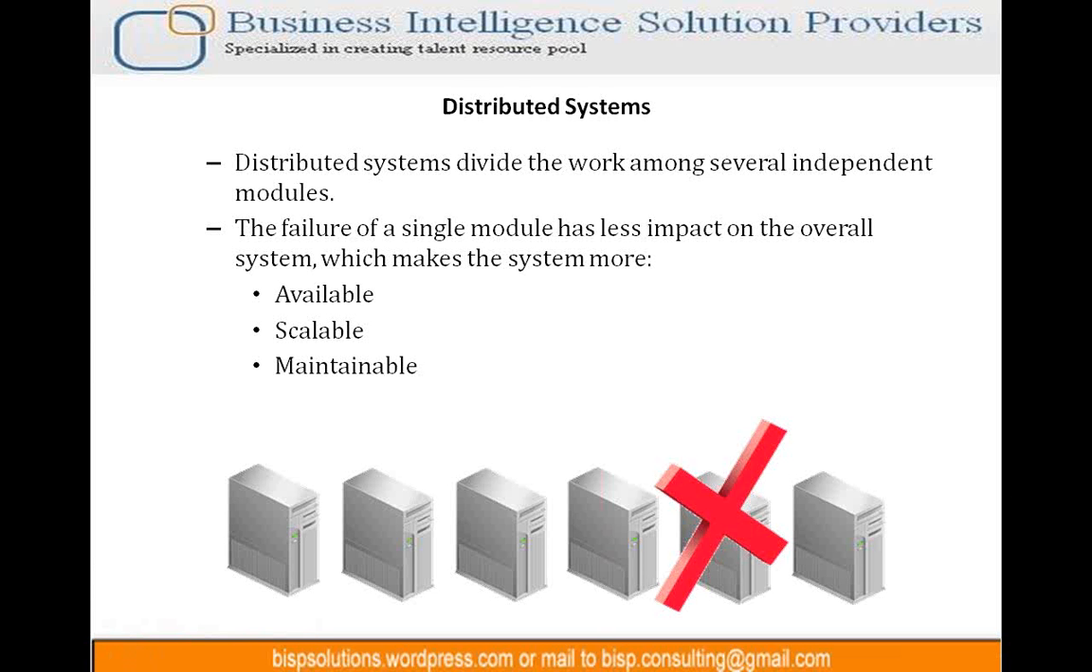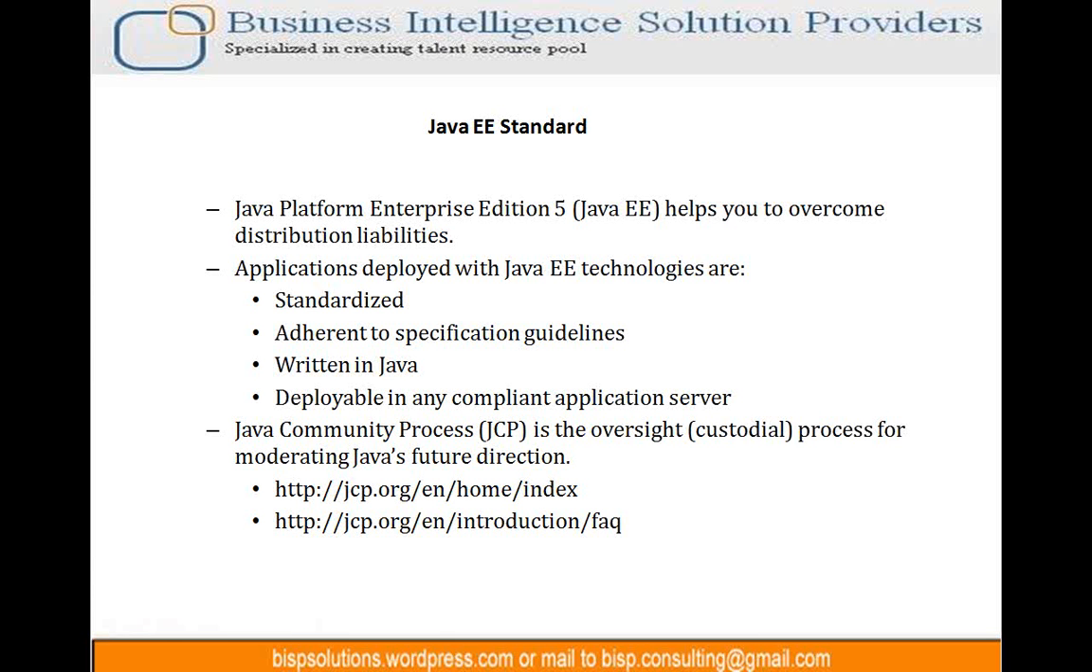So coming into our own terminologies, let's go with J2EE specifics and move to WebLogic. This is what distributed systems are, and when you come up with the J2EE standard, the J2EE standard is nothing but the enterprise edition that helps to overcome distribution liabilities. Again, distribution liabilities is nothing but where the support for distributed environments comes into the picture, where the development would be done at various categories.